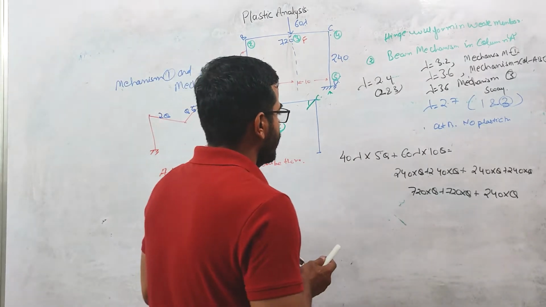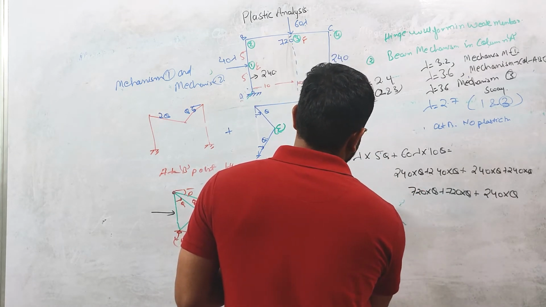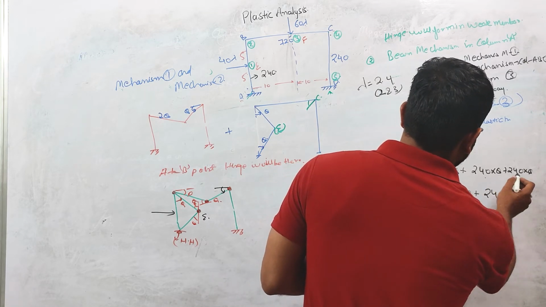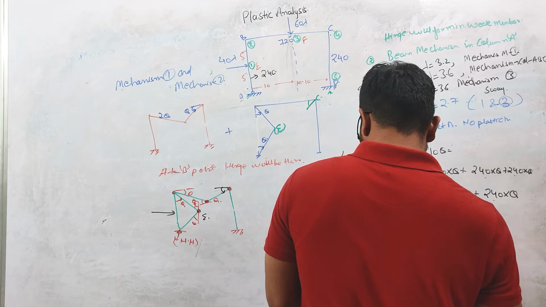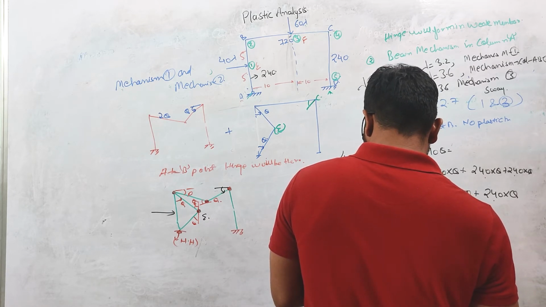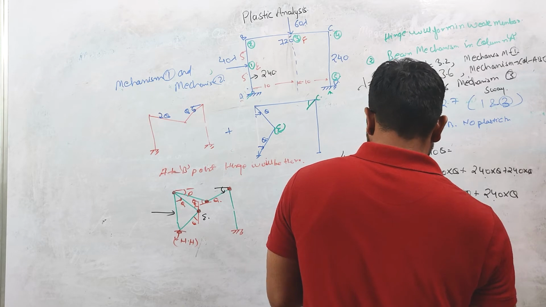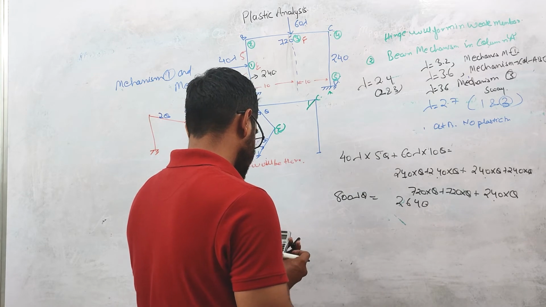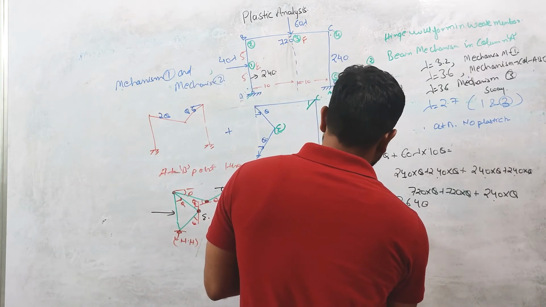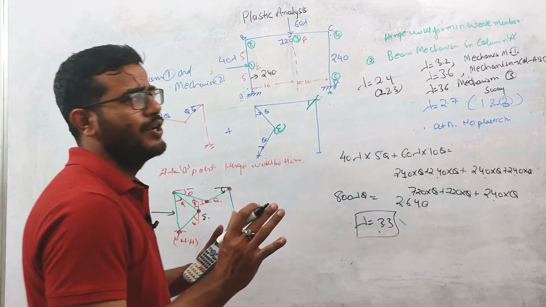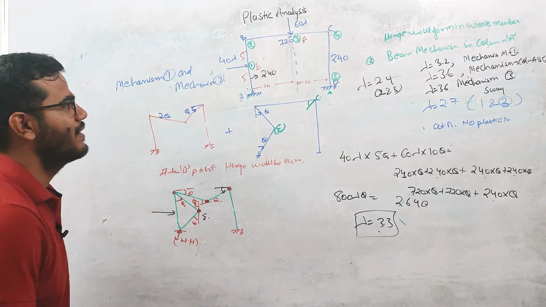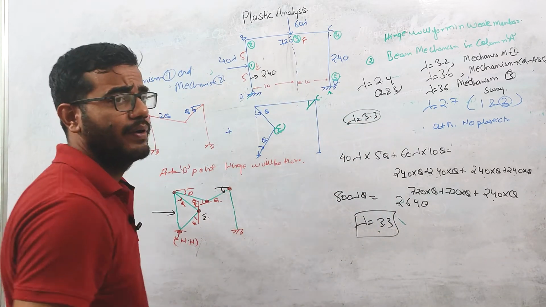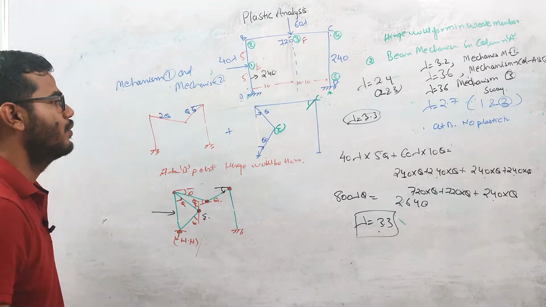If you solve this, this is 800 lambda theta total external work done. The internal work will be 240 into 5 plus 720 into 2. This will be 2640 divided by 800. So lambda comes out to be 3.3. So there is no need to combine these two beam mechanisms. You are not able to cancel any hinges in this mechanism, so that's why lambda is coming more.